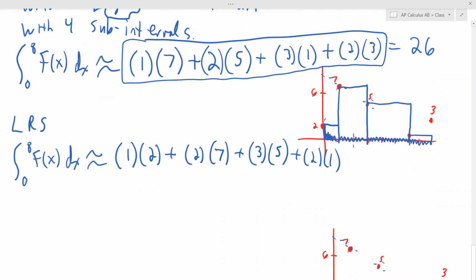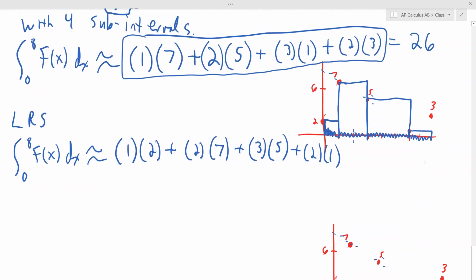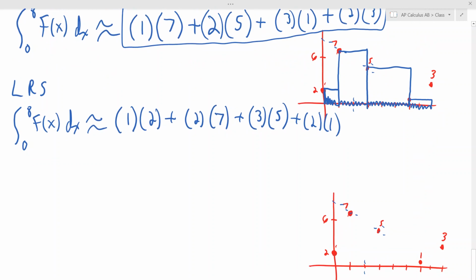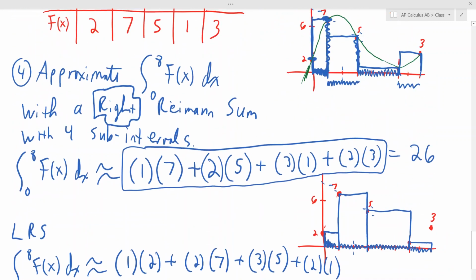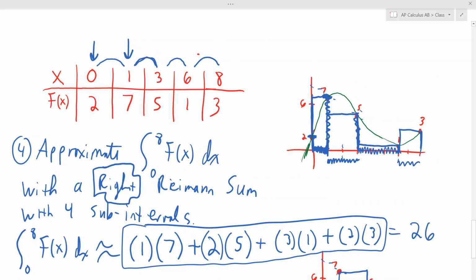All right. For midpoint sum, instead of taking the height from the left or the right, you'd actually take the height in the middle of the interval. Now, to do that, though, you need a table that's going to cooperate. For instance, if I wanted to go from 0 to 1 and take the height in the middle, I would need to know the height at a half. Well, I don't know the height at a half, so I can't do that. So this table is not set up for us to do a midpoint sum. They won't ask it from a table like this.